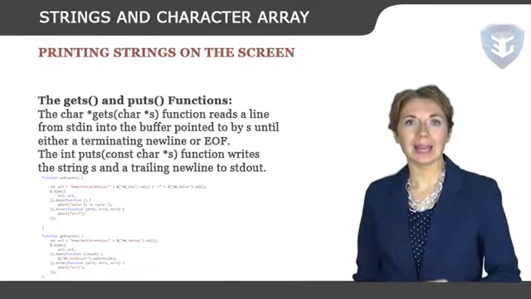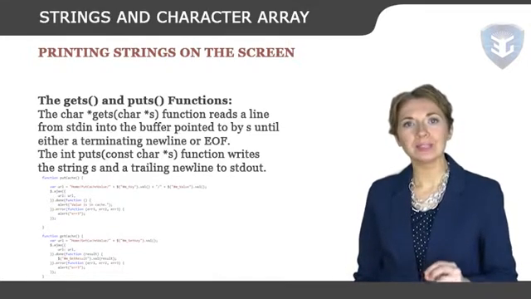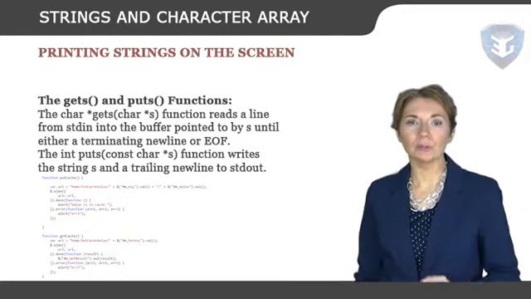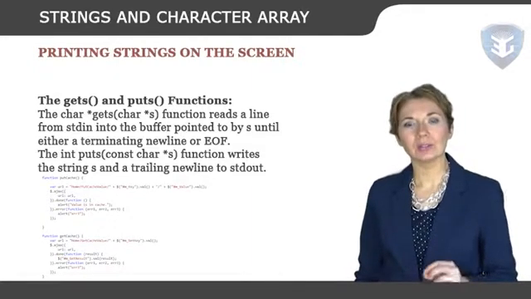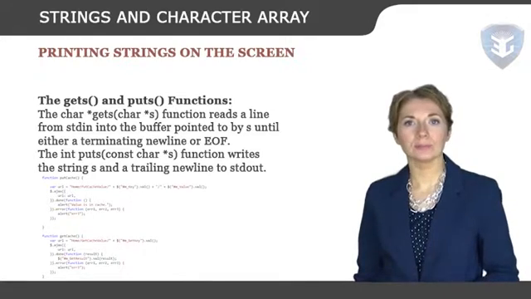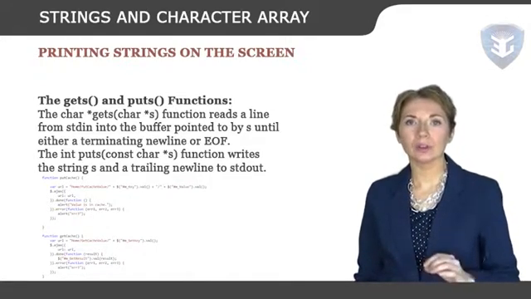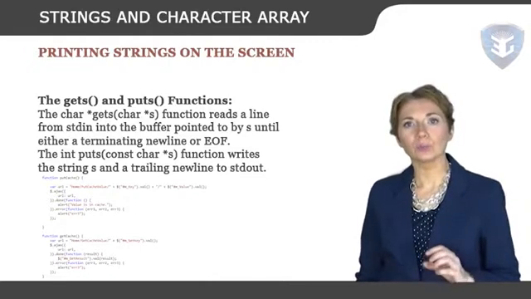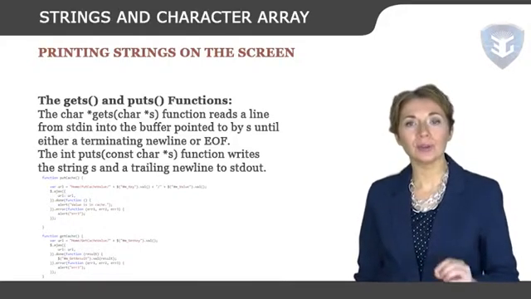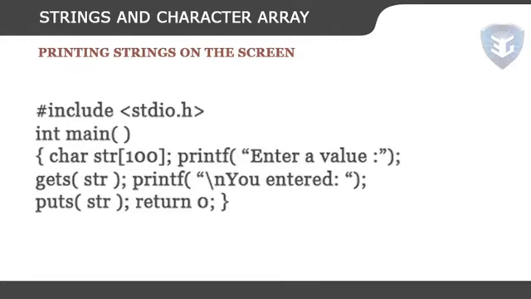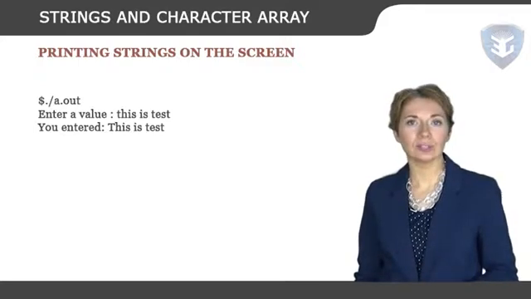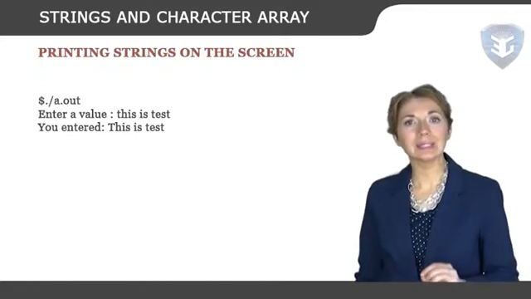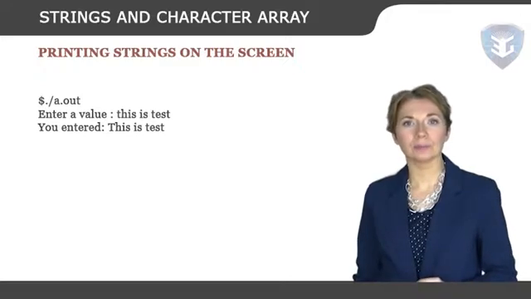The gets and puts functions. The char pointer gets(char pointer s) function reads a line from stdin into the buffer pointed to by s until either a terminating newline or EOF. The int puts(const char pointer s) function writes the string s and a trailing newline to stdout. When the code is compiled and executed, it waits for you to input some text. When you enter text and press enter, the program proceeds and reads the complete line till the end and displays it as shown.